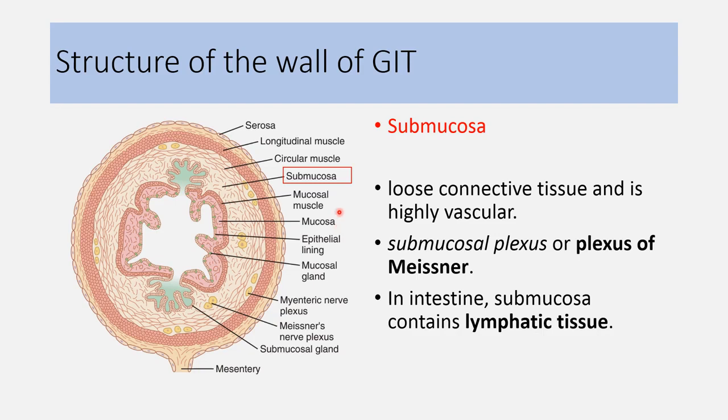After the mucosa, the next layer is the submucosa. Here we can see the submucosa. It is a loose connective tissue and is highly vascular. We can see various nerve fibers in the submucosa, known as the submucosal plexus or plexus of Meissner. In the intestine, the submucosa also contains lymphatic tissue.